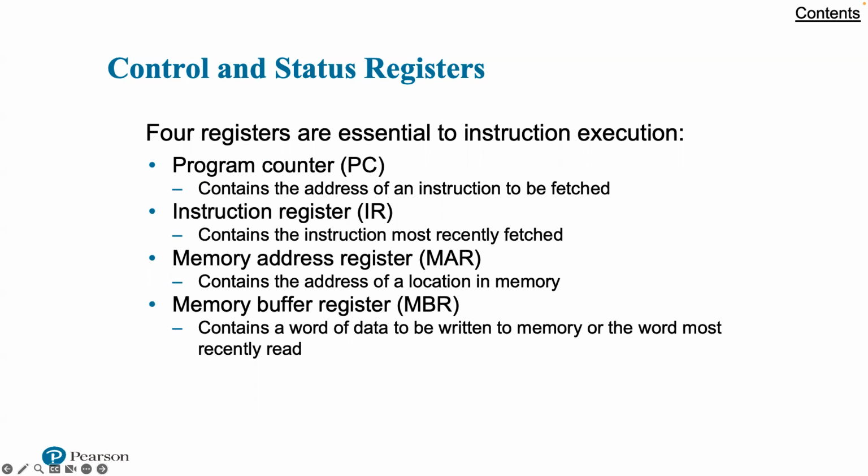Four registers are essential to instruction execution. First, the program counter. It contains the address of the instruction to be fetched. The instruction register, or IR, contains the instruction most recently fetched. The memory address register, or MAR, contains the address of a location in memory. The memory buffer register, or MBR, contains a word of data to be written to memory or the word most recently read.